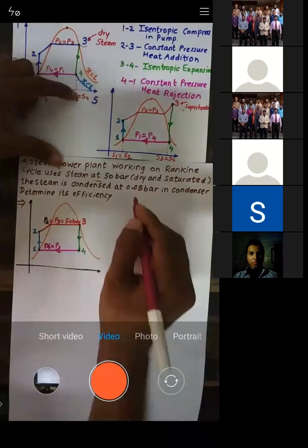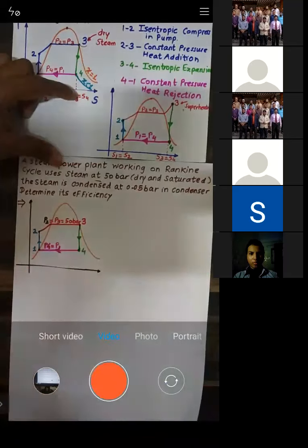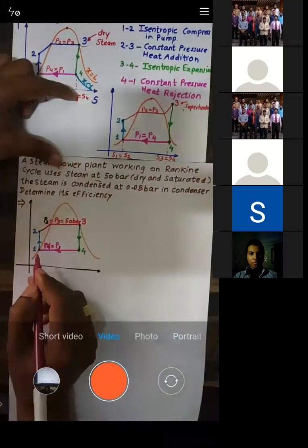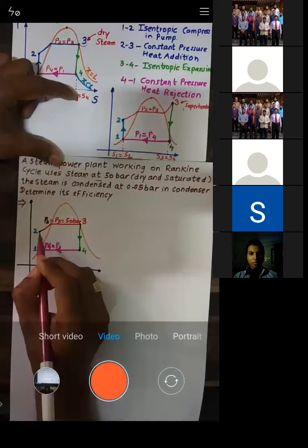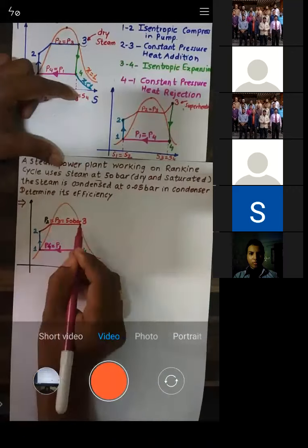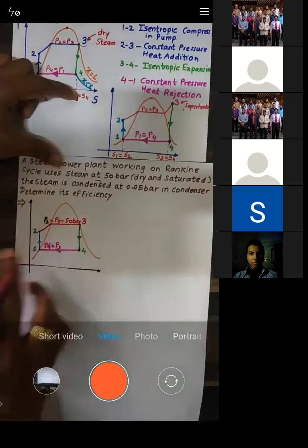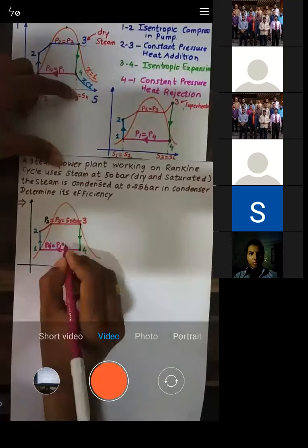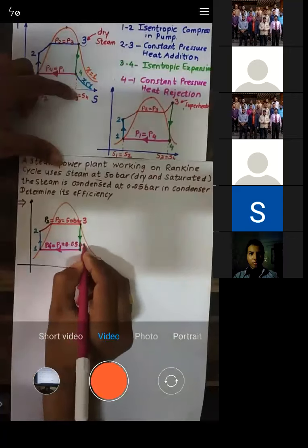So see this upper pressure line, it's a boiler pressure line. This bottom pressure line, it's a condenser pressure line. There are only two pressures. One is a boiler pressure, that is P2 is equal to P3, and second is a condenser pressure, that is P4 is equal to P1, and that is mentioned as 0.05 bar. Is that okay?